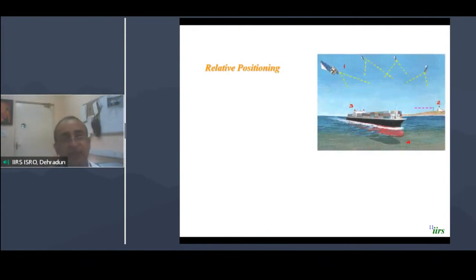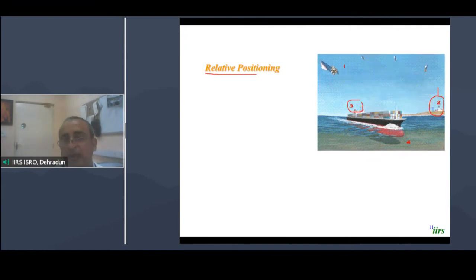Then the second approach I mentioned is relative positioning. Through this example, you can understand the meaning of relative positioning. In relative positioning, we require a minimum of 2 GPS receivers. One is kept at point number 2 and the second is kept at point number 3. Point number 2 is called the control unit or base unit, and the machine kept at point number 3 is called the rover. What is the objective? The objective here is to get the coordinates of the ship with higher accuracy. For that, we can adopt relative positioning to improve the accuracy of the rover.